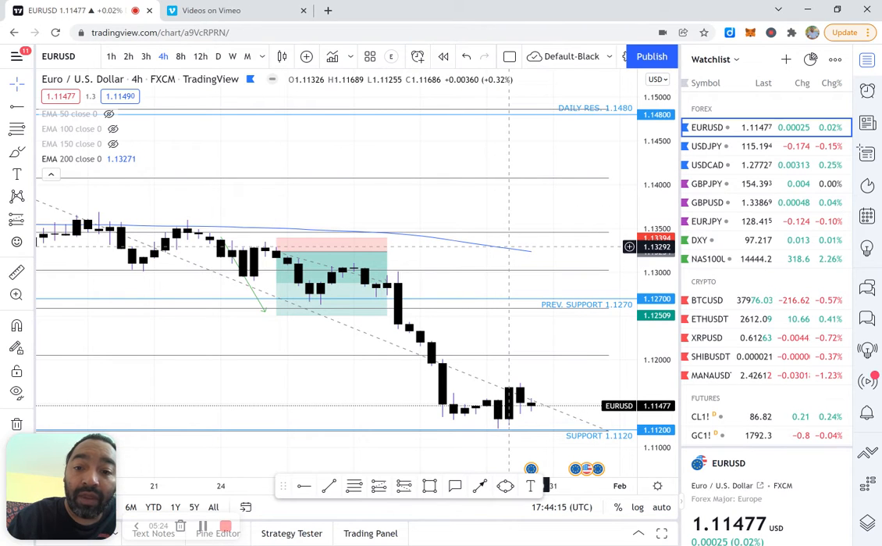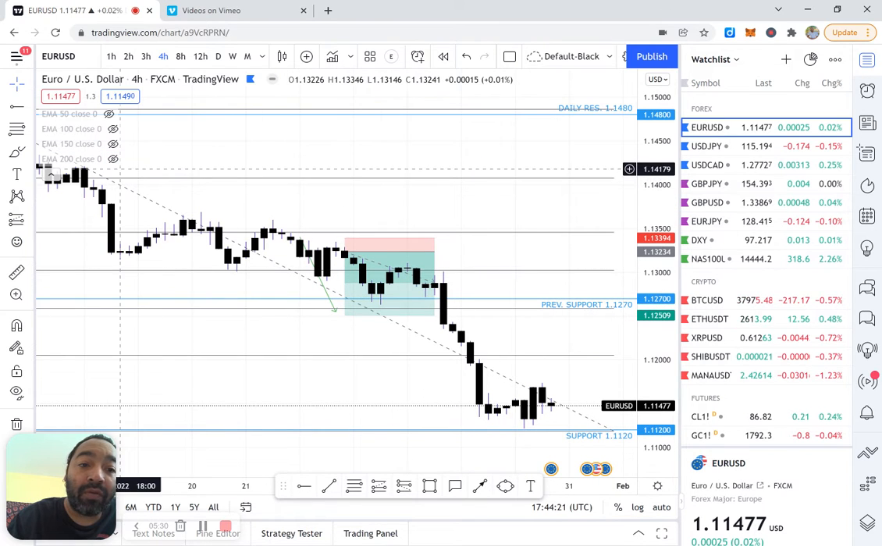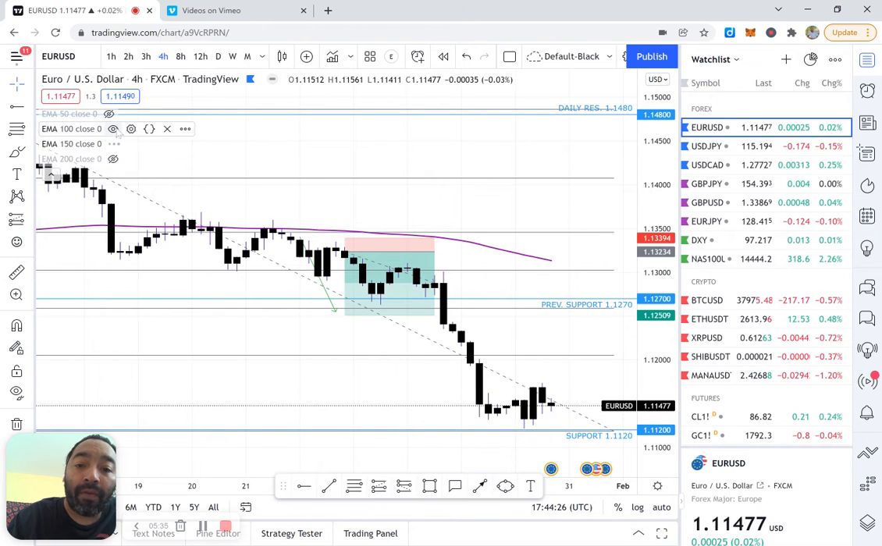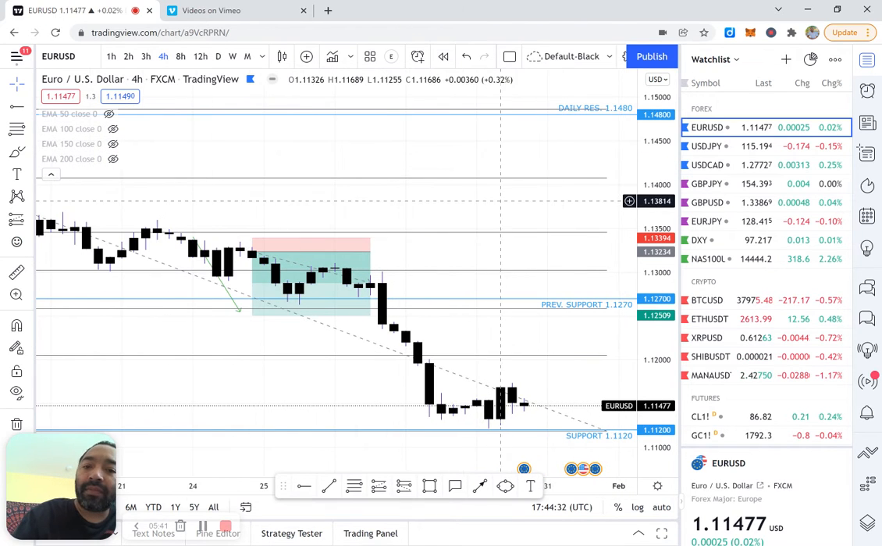There is a 200 moving average on here. Don't really need that right now. I mean, clearly the price is going down. I will throw a moving average. Sometimes I throw a moving average just to kind of confirm prices, but you know, it's pretty obvious here that price is on a downtrend.